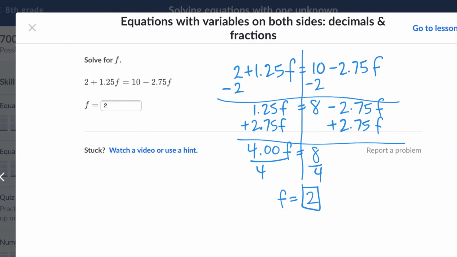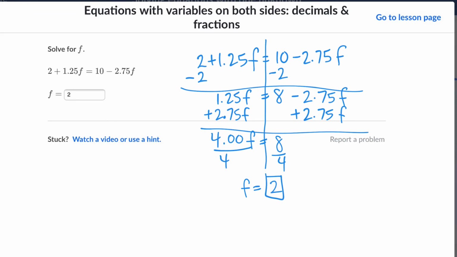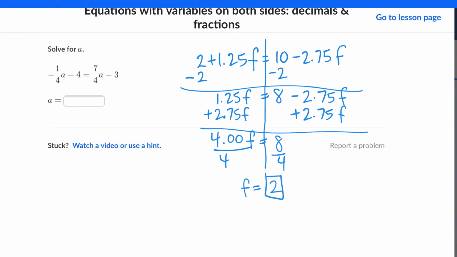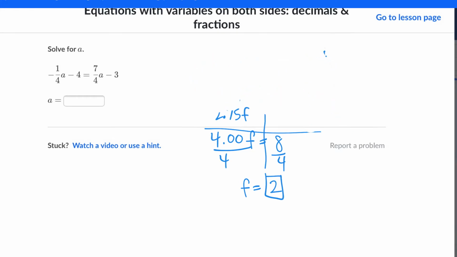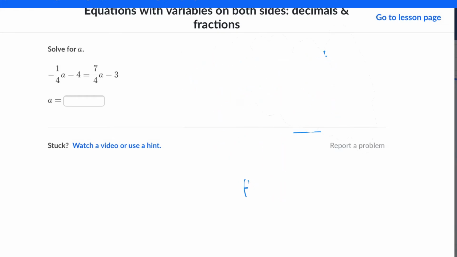What do we got here? Ooh, a big old fraction. Okay, not a problem. Now, sometimes teachers teach to eliminate the fraction, but I think on most of these you don't have to. Let's find out what happens. Okay, so blue again. I'm going to write this down. 1/4 a minus 4 equals 7/4 a minus 3.